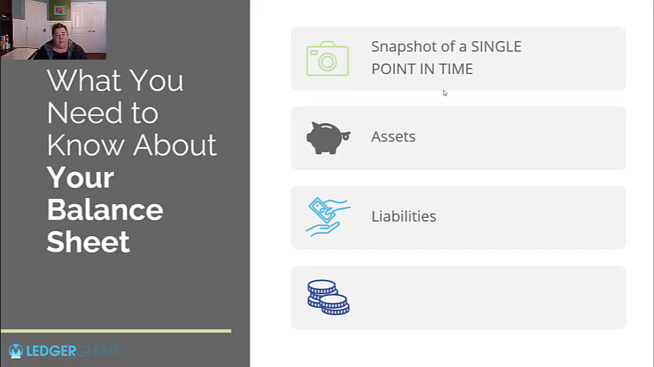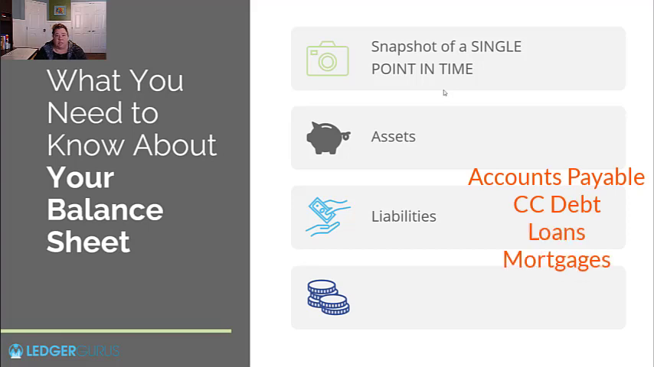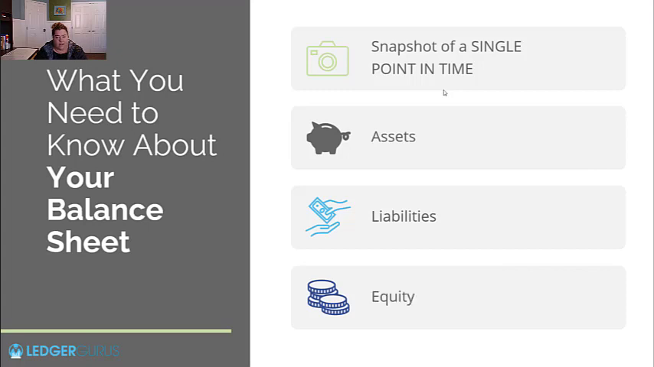The second part that makes up the balance sheet is the liabilities. This would be all the areas where you owe other people money. Examples of this would be accounts payable, vendors that you still owe money to, credit card debt, loans, mortgages. Those are all examples of liabilities. And the last part of that is equity.